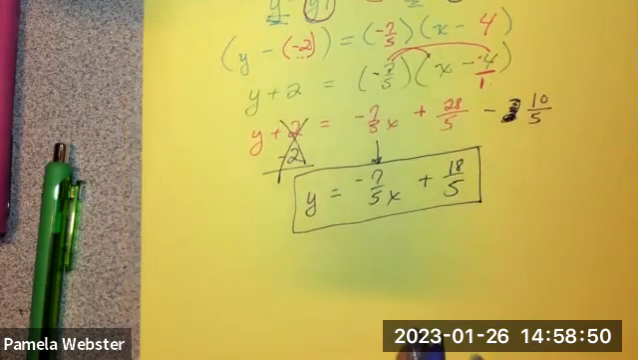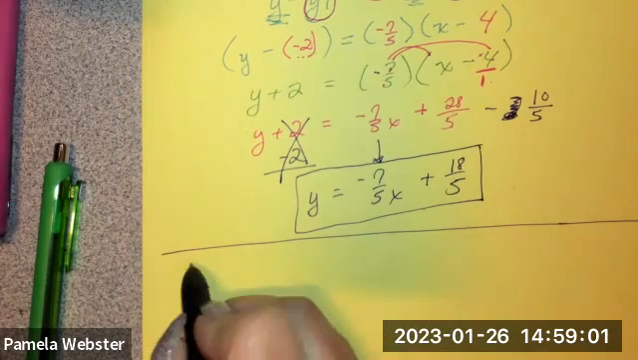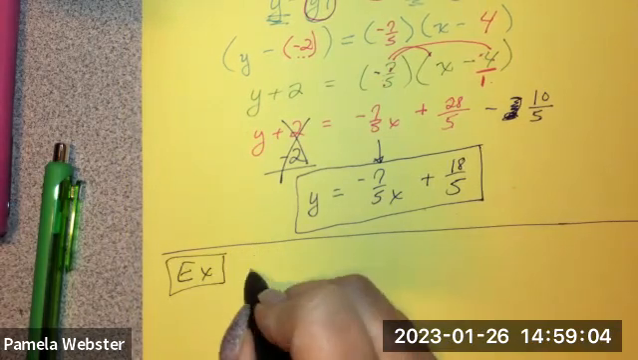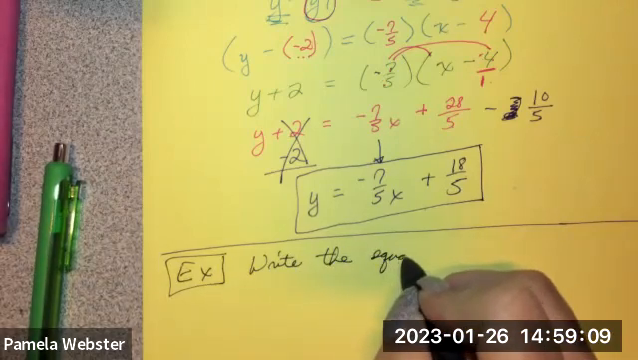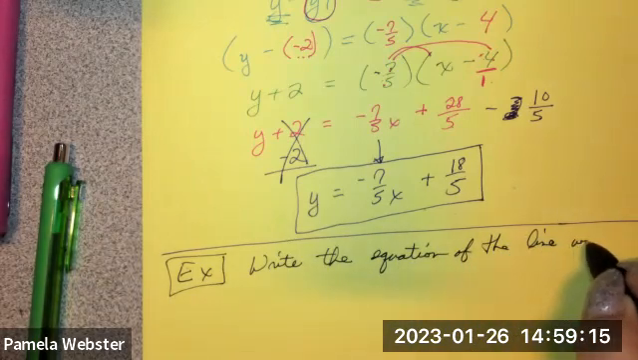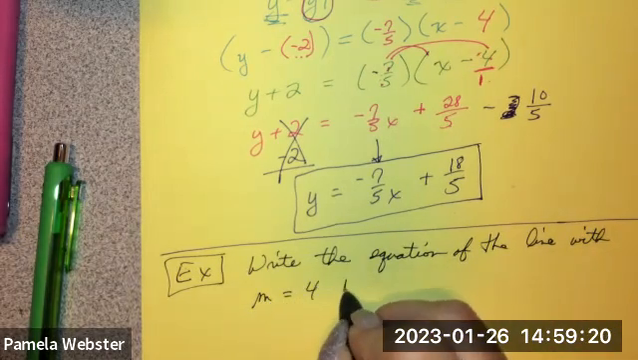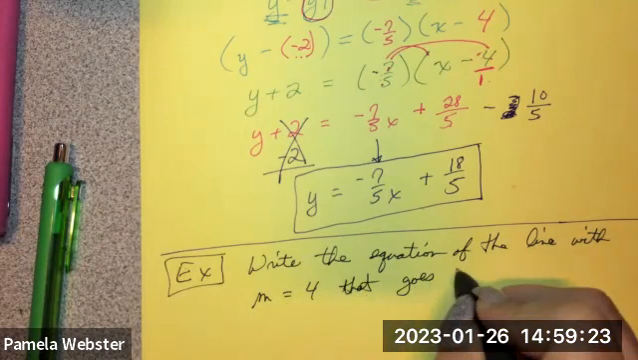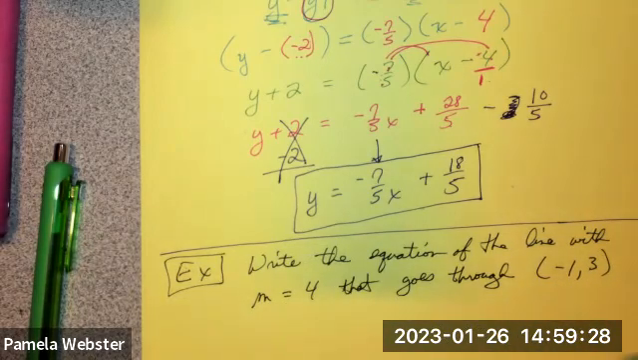All right. Okay, so I'm going to give you one to work on. And again, feel free to pause the video if you would like to have a little bit of time to work on it for yourself. Okay, write the equation. These directions are going to be find the equation or write the equation, stuff like that. Of the line with m equals 4 that goes through the point -1, 3.